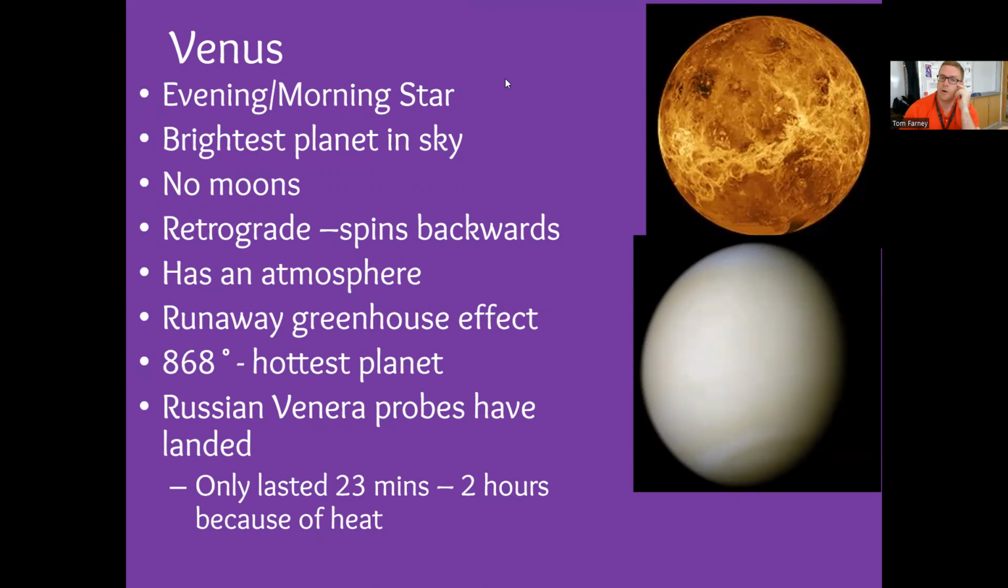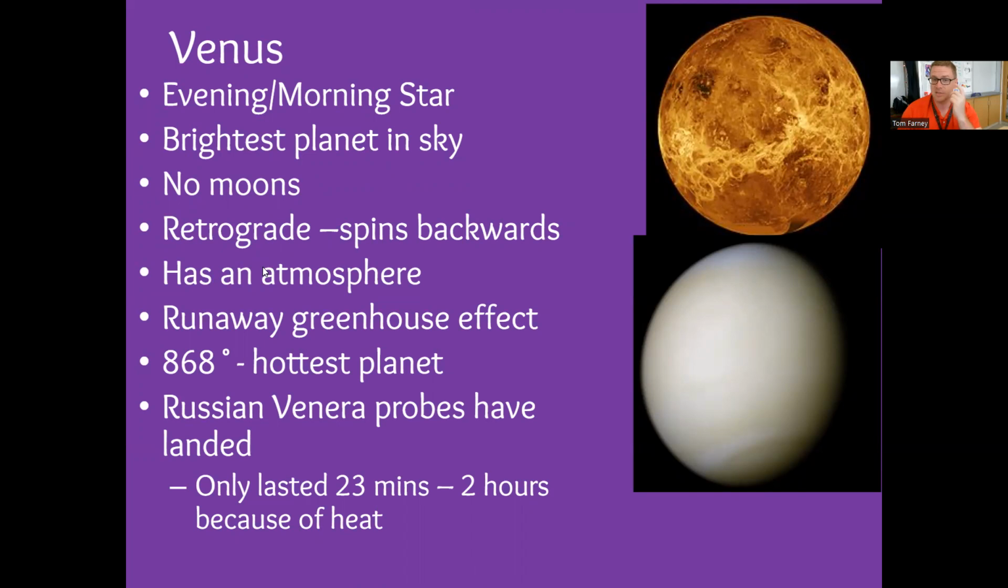Venus, it is our evening morning star. What does that mean? It means that Venus in our sky, we can see very early in the evening and very early in the morning. It's kind of low in altitude in our sky. It's the brightest planet in the sky because it's the closest one to us. Like Mercury, Venus has no moons. It's in retrograde, which means it spins backwards in comparison to how our planet spins.